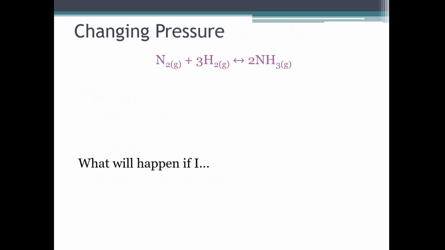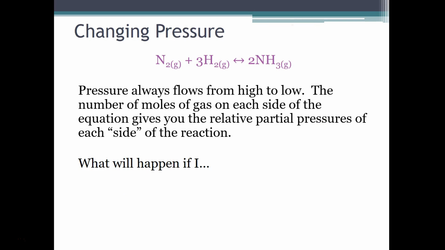again, we'll be tilting the balance of the equilibrium toward the reactant side, and so more products will need to be made. Now, if we change the pressure, it's important to note that pressure always flows from high pressure to low pressure. Now, the number of moles of gas on each side of the equation will give you the relative partial pressures of each side of the reaction. And the side with more moles of gas will be the high pressure side.